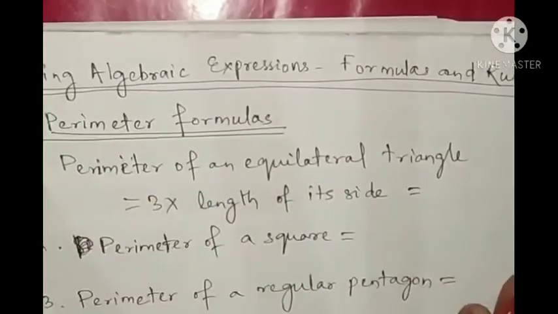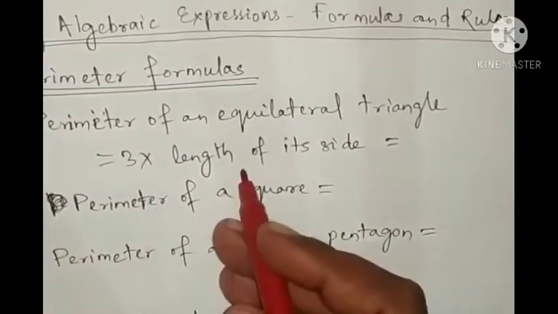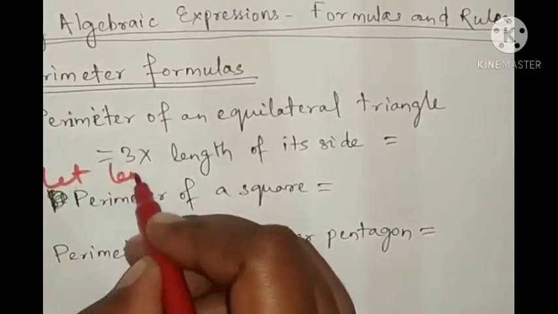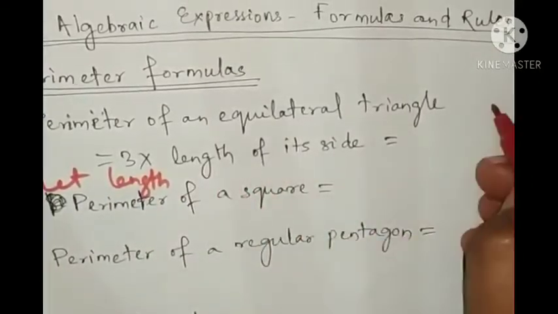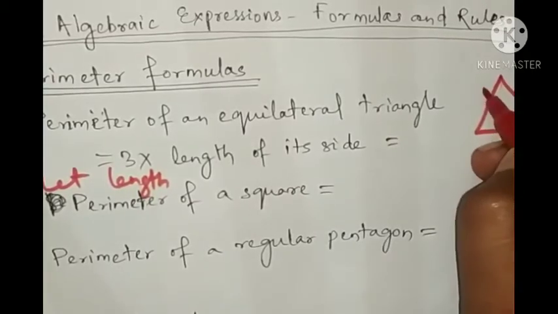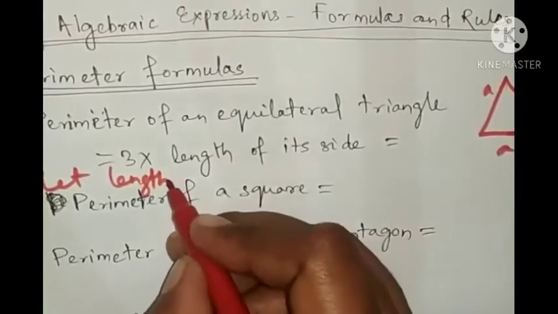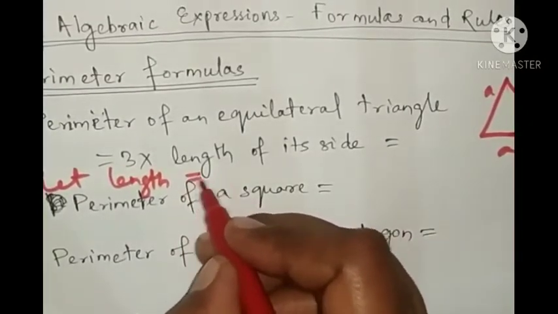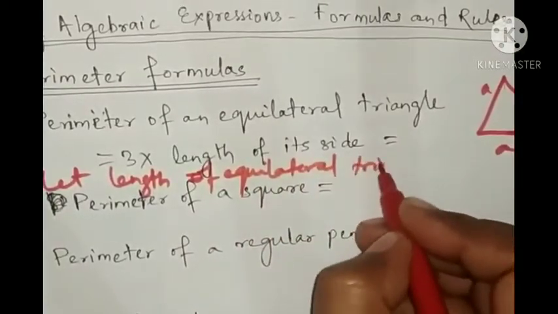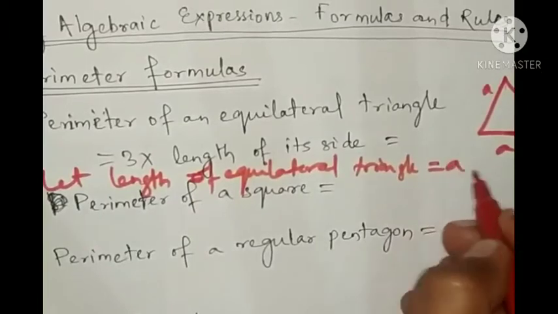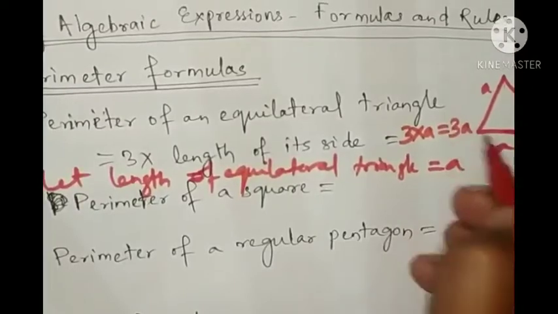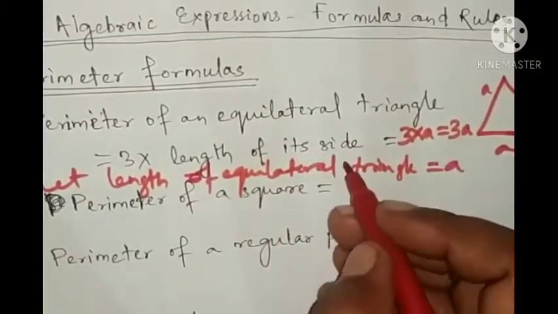We know the perimeter of an equilateral triangle is how much? 3 into the length of its side. An equilateral triangle has equal sides. So let the length of the side of the equilateral triangle be a. So 3 into the length of the side means 3 into a. Simply we can write it as 3a. So the perimeter of an equilateral triangle is 3a.